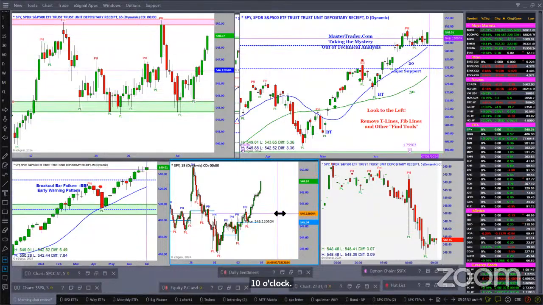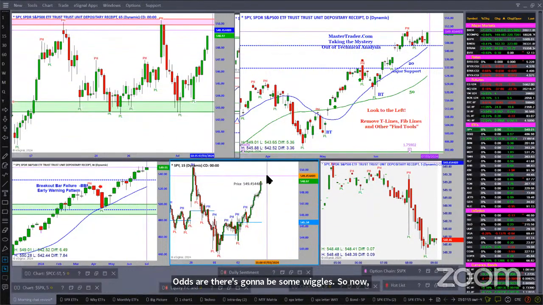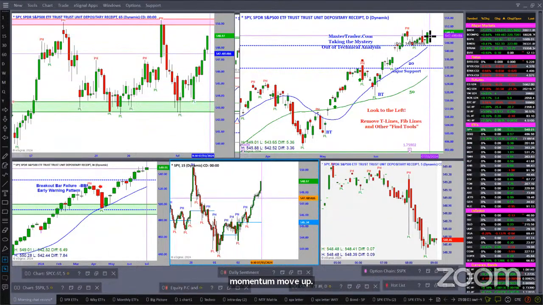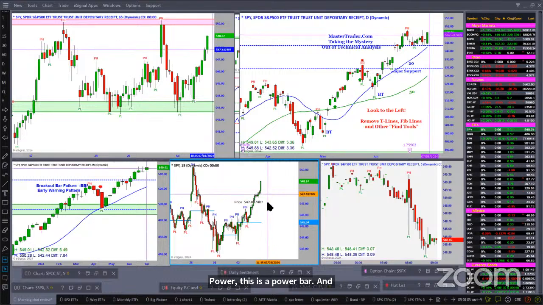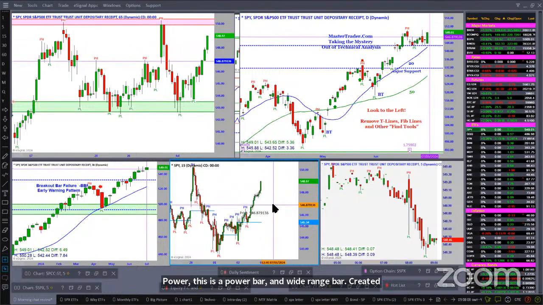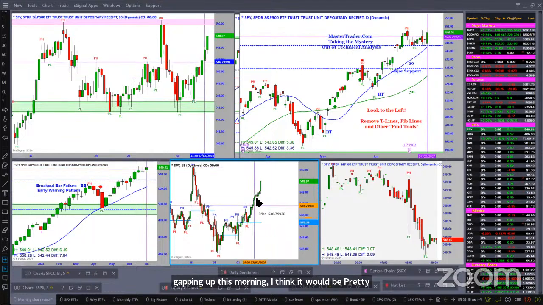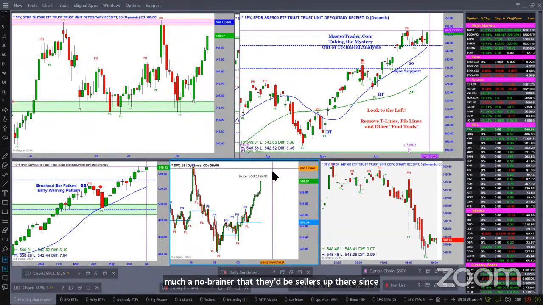So now, that momentum move up, this is a power bar, a wide range bar, created a void below. If this was gapping up this morning, I think it would be pretty much a no-brainer that there'd be sellers up there since this ran up as it did. And then maybe it would fill the gap and we'd see what it all does.